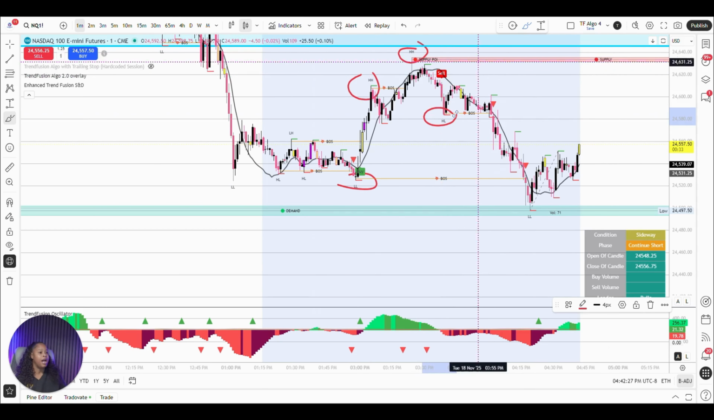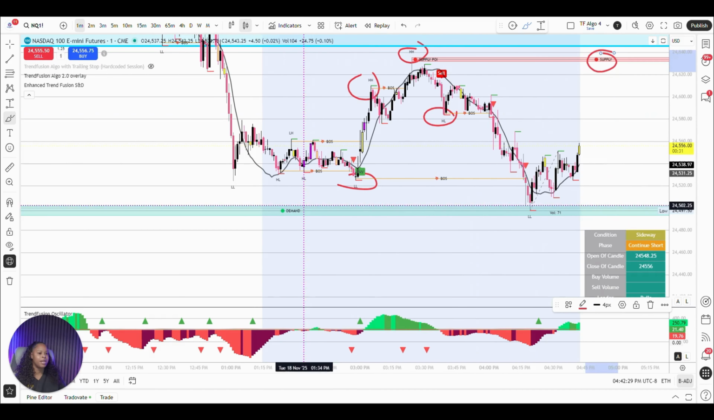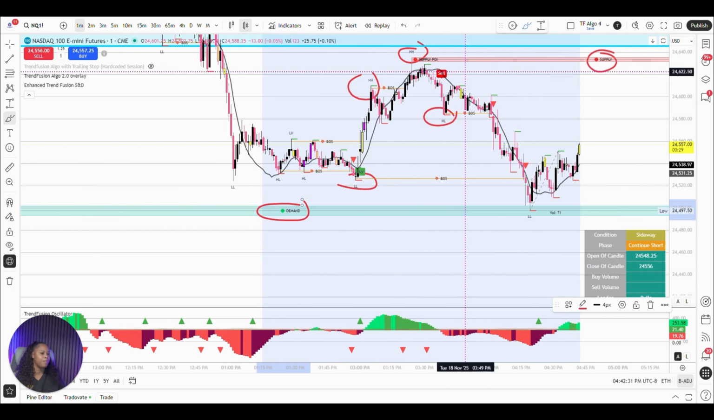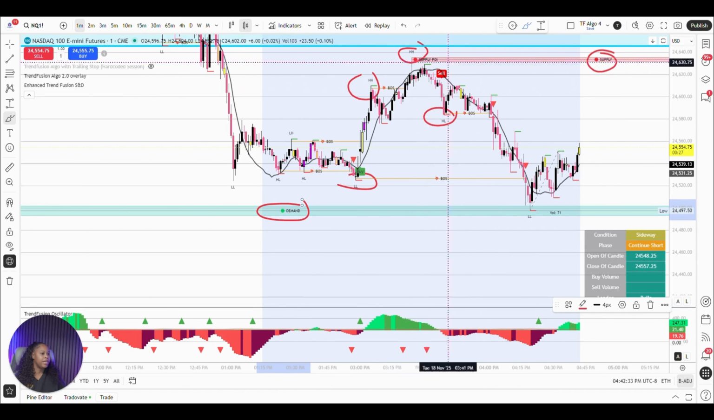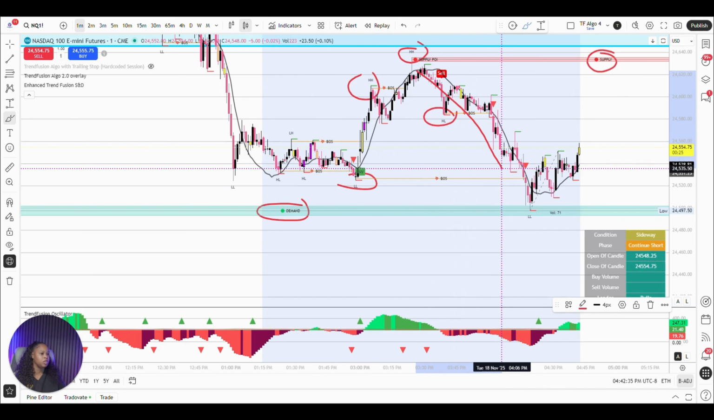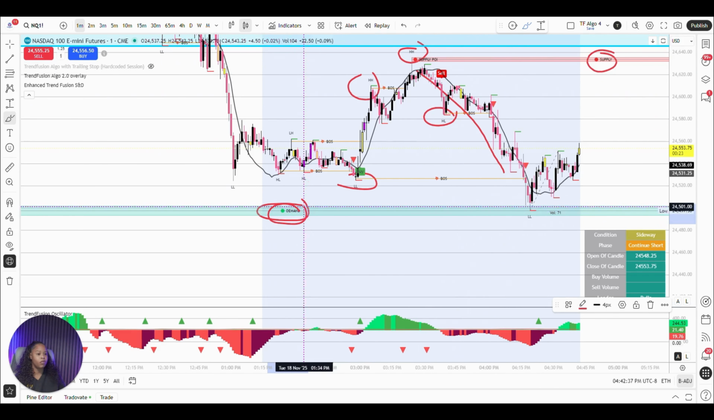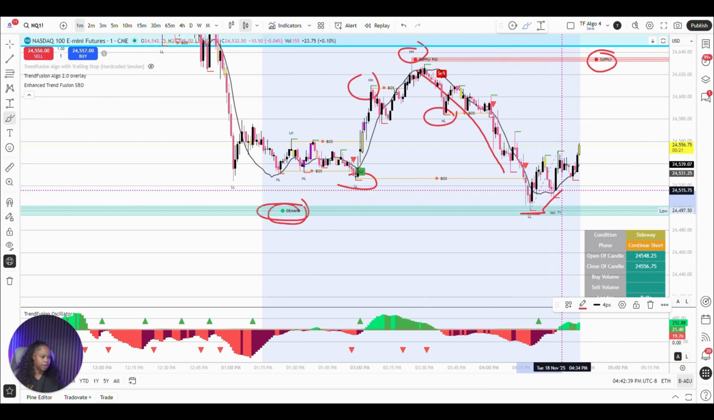I can clearly see my supply and my demand zone. So these are areas that price respects. See, we hit this supply zone right here and completely sold off. Then we bounced off of this demand zone right here, and now we're pushing to the upside.